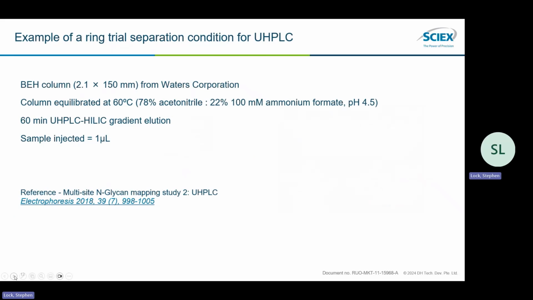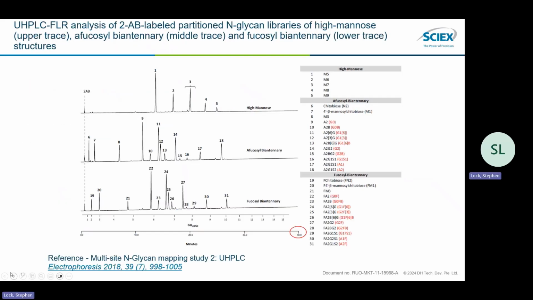Which I'll discuss in a few minutes, but also, you want to get good separation. And one of the separations, which was originally in ring trials in the industry, was using this BEH column from Waters Corporation. This is a small particle column, but it was used at high temperature and pressures in order to facilitate slightly faster separations. We only injected about 1 microliter, and we ran the column at 60 degrees C. Again, this method was taken from an industrial ring trial, and the reference is given at the bottom of the slide.